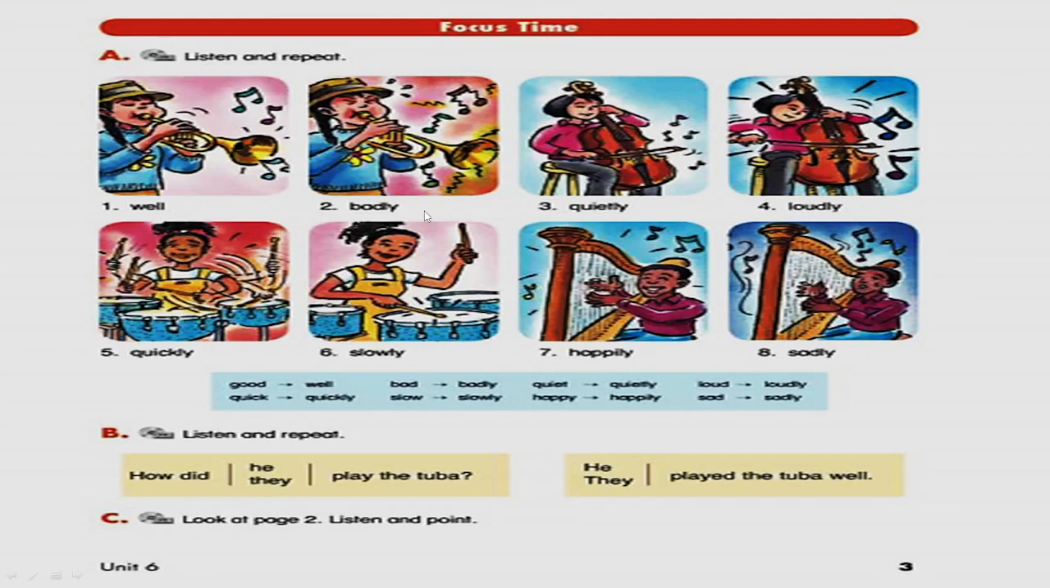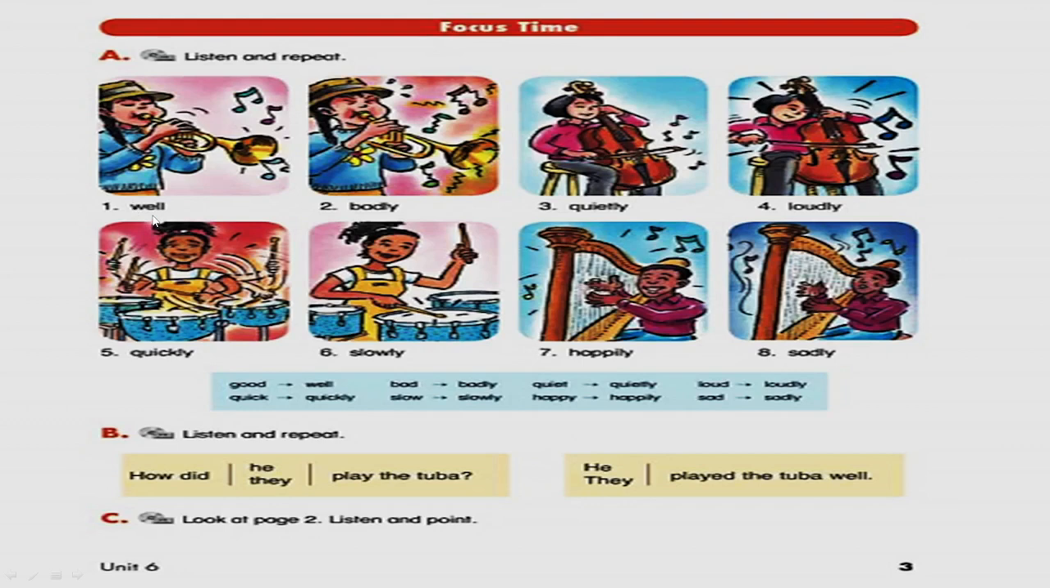So when I say Ali is a good swimmer, in this sentence I describe Ali himself. But when I say Ali swims well, which is the adverb of good, here I describe the way he swims. So when we describe something that is done in a bad way, we can use badly, quietly, loudly, quickly, slowly, happily, sadly. But you have to be careful with adverbs because some of them are irregular, like well, which is based on the adjective good.